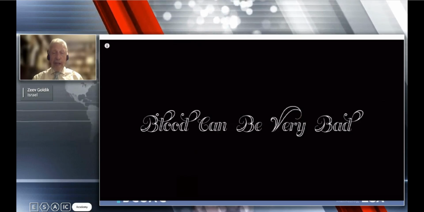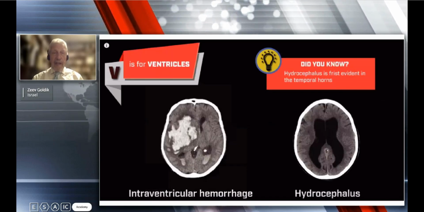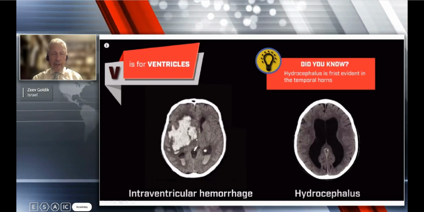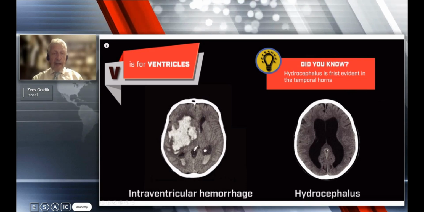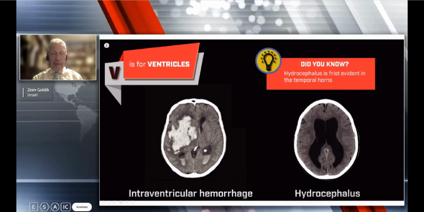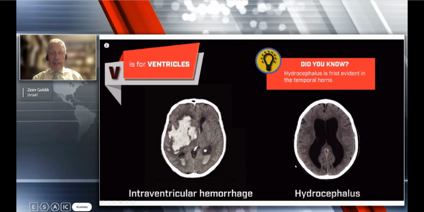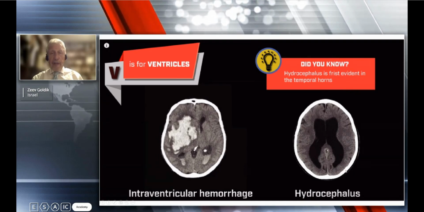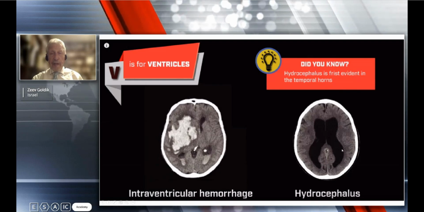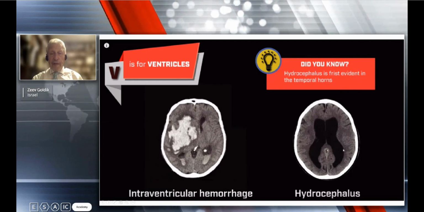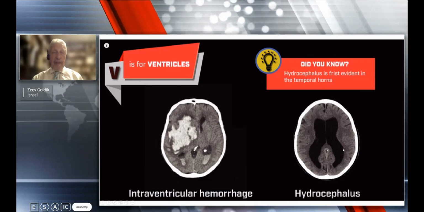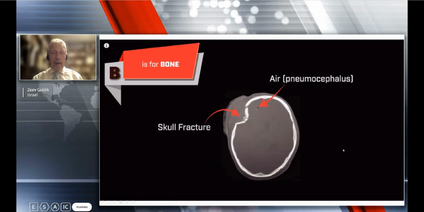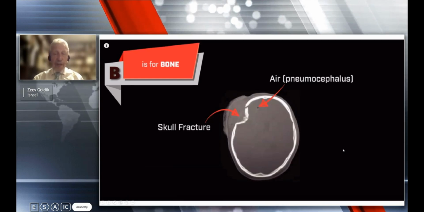Blood can be very bad. V is for ventricles. We have to look at the ventricles. Look here that we are seeing very clear intraventricular hemorrhage. And at the other side, we can see an example of the temporal horns with hydrocephalus. Blood can be very bad. The final B is for bone, for fractures.